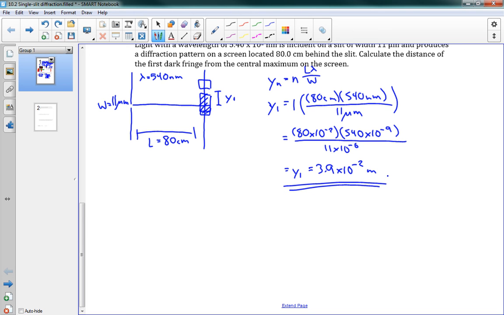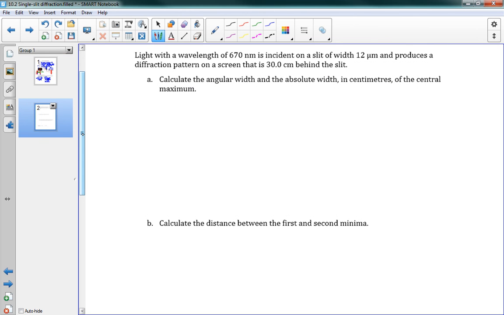That's all there is. Let's try the next page here. It says light with a wavelength of 670 nanometers is incident on a slit of width 12 micrometers and produces a diffraction pattern on a screen 30 centimeters behind the slit. Part A, we calculate the angular width and the absolute width in centimeters of the central maximum. Okay, angular width and absolute width.